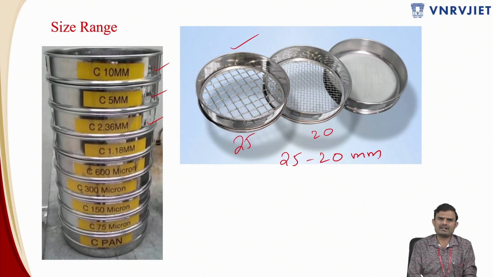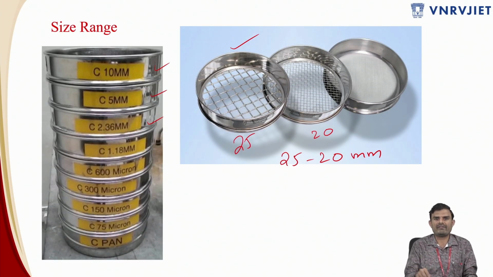Very, very important, because we are not telling the aggregate particle dimension for a single piece. We prefer the entire set of aggregate particles which are passing through the 25 mm sieve and retained on the 20 mm sieve. So that is nothing but the aggregate particles of size range 25 to 20 mm. That is how you are supposed to tell the size of the aggregate particle.